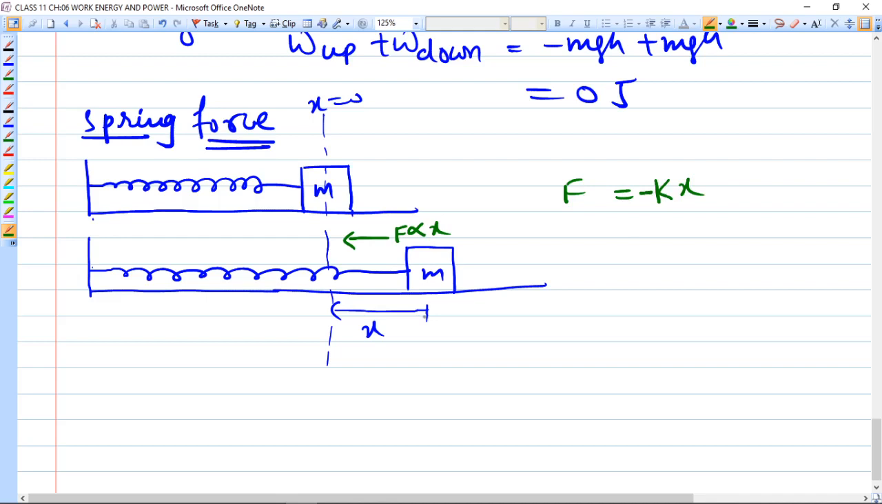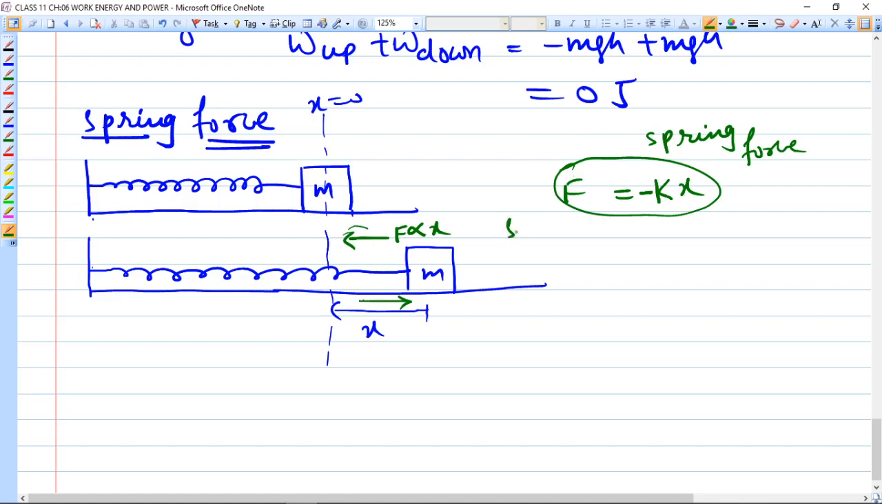So why minus? Because here we have made displacement in the positive direction, and the force is acting in the opposite direction. That's why I am putting a minus sign. Is it clear to you? Okay, this force is called the spring force.